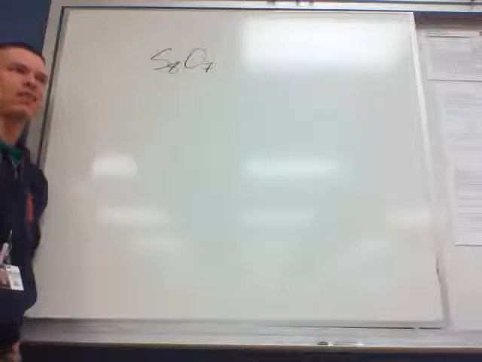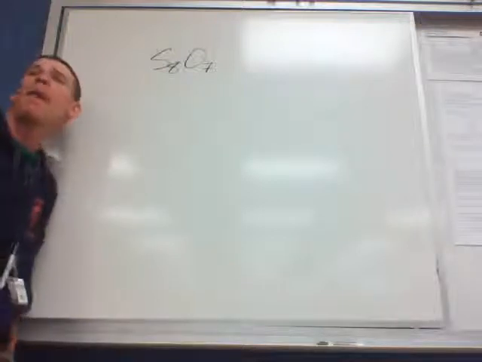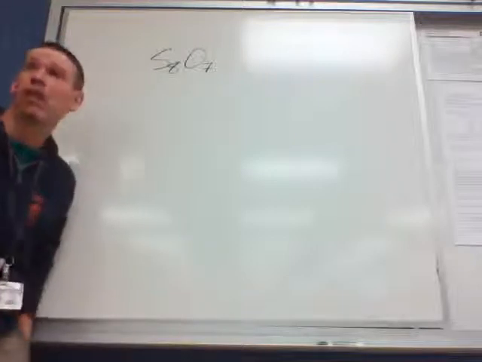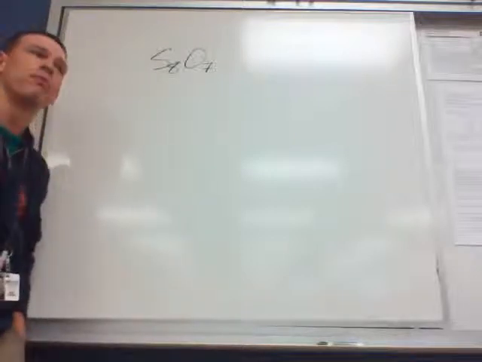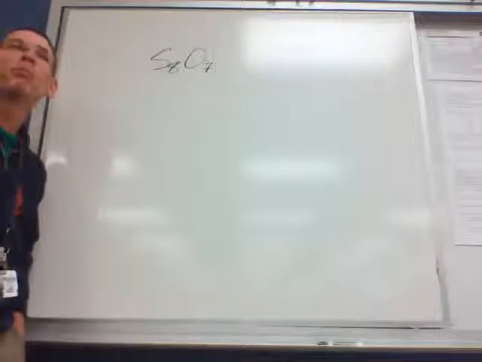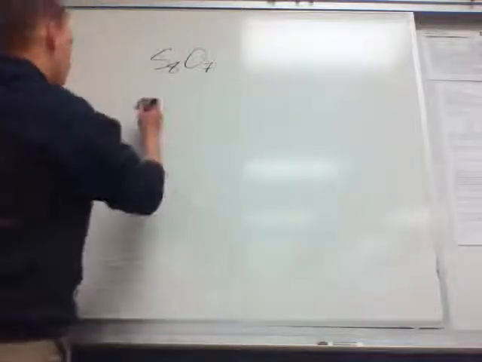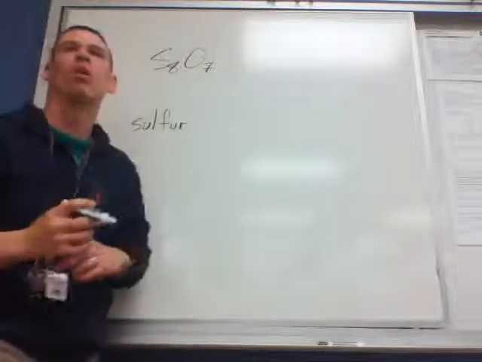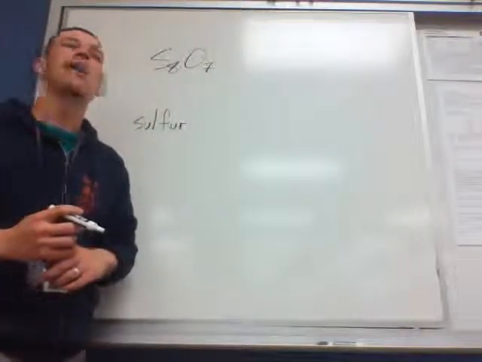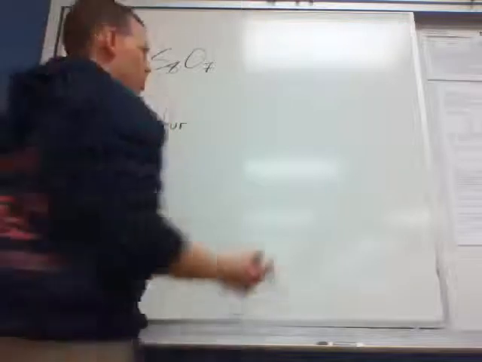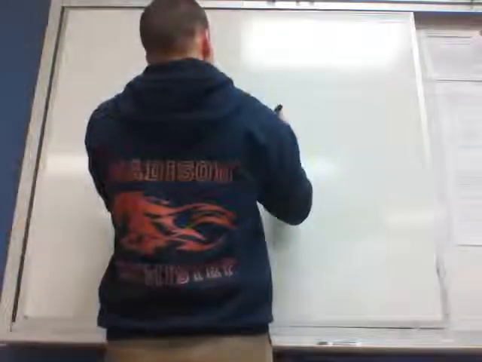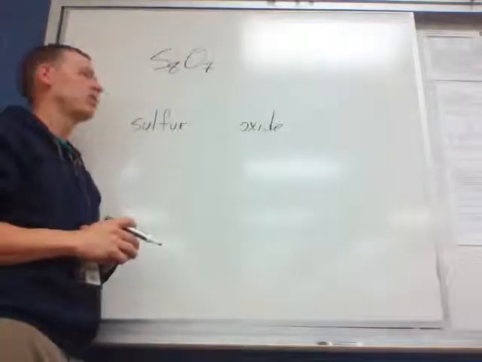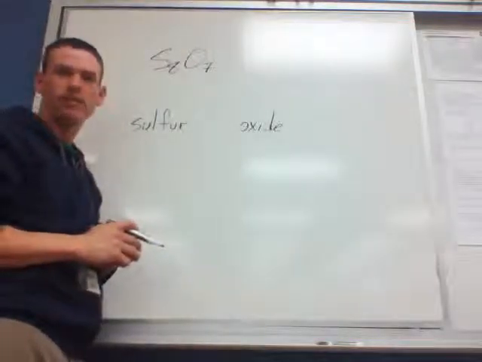That says S8O7. Hey, is that covalent? It is covalent because both elements come from the right-hand side of the zigzag. They're both nonmetals. What is S? Sulfur. What is O? Oxide. It's oxygen, but the second word should end in ide. Sulfur oxide.